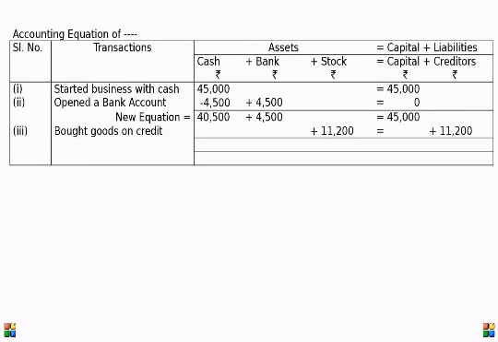And then, with the new equation, we have to add this transaction to find out the next equation. In the next new equation, the balance in the cash column will be 40,500, in the bank column it will be 4,500, and in the stock column it will be 11,200, that is equal to, in the capital column 45,000, and for creditors 11,200.